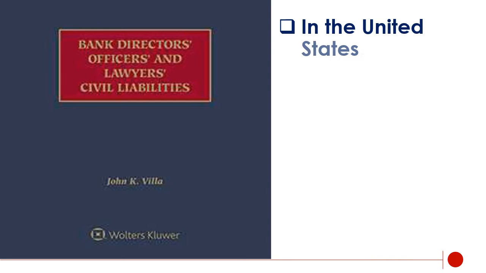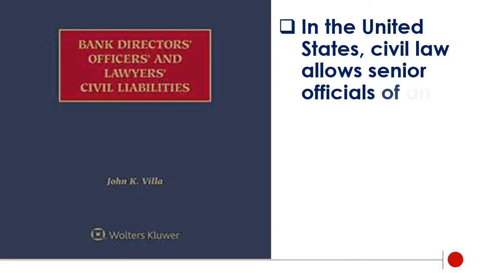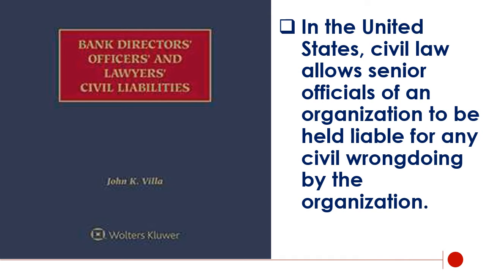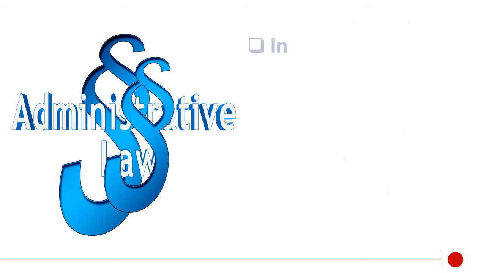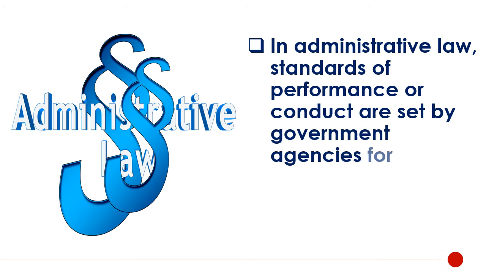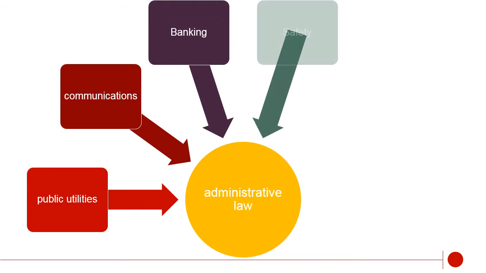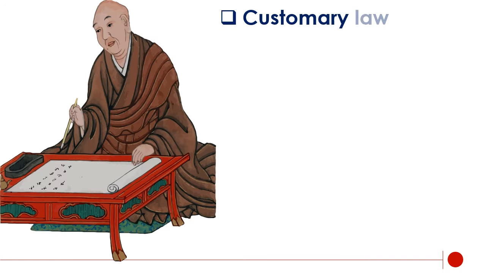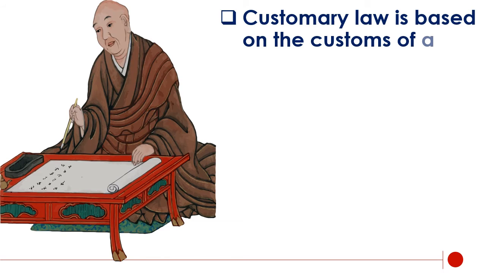In the United States, civil law allows senior officials of an organization to be held liable for any civil wrongdoing by the organization. So if an organization is negligent, the senior officials can be pursued by any parties that were wronged. In administrative law, standards of performance or conduct are set by government agencies for organizations and industries to follow. Common sectors that are covered by administrative law include public utilities, communications, banking, safety and environmental protection regulations, and health care.